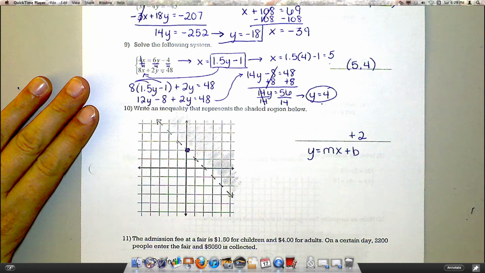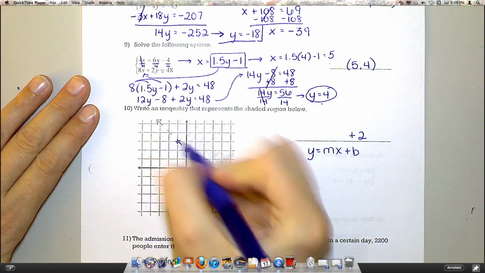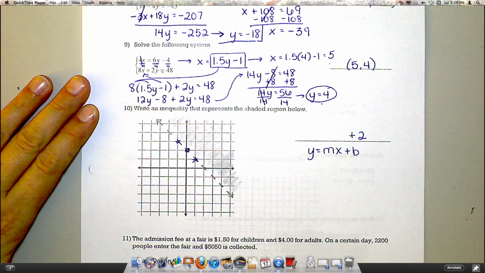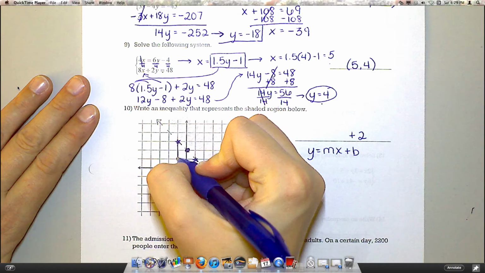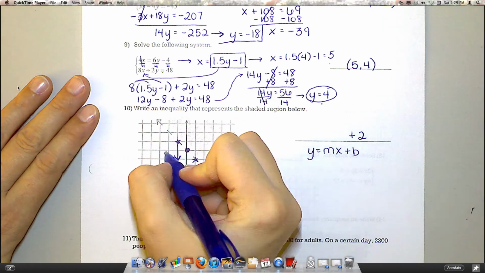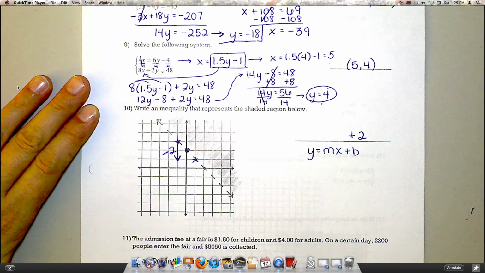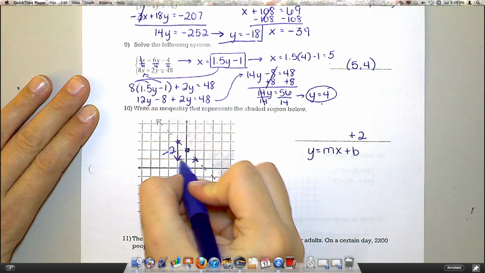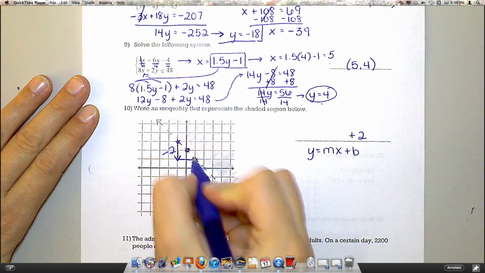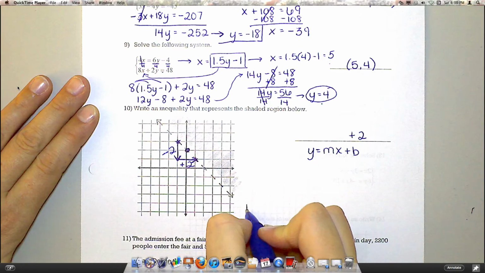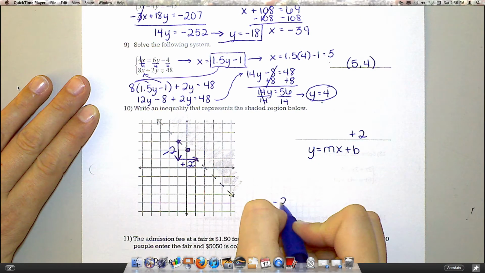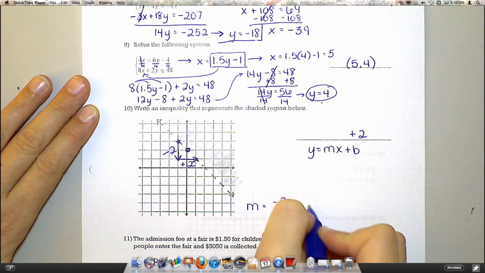My slope, if I was to do rise and run, I'm going to pick this point and this point just so that it's a little easier to see on the camera what I'm doing. But to get from this one to this one, I go down 2. And since I'm going down, that's a rise of negative 2. And then I run positive 2, because that's 2 to the right. So my slope is negative 2 over positive 2, which is really a negative 1.